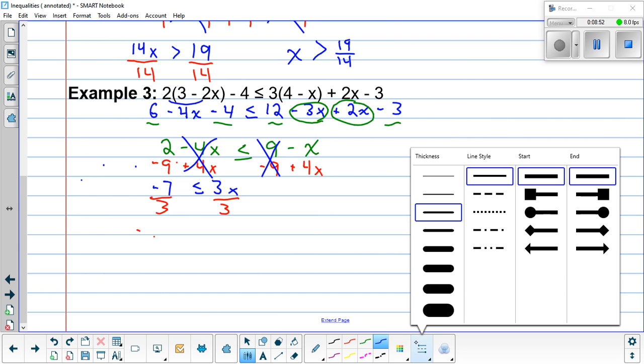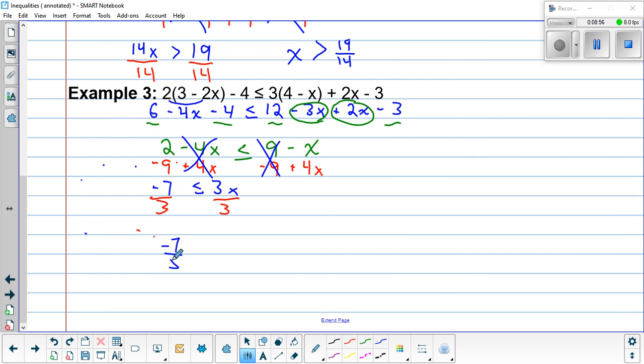So in the end, we can leave this one again as negative 7/3 is less than or equal to x, or x is greater than or equal to negative 7/3.